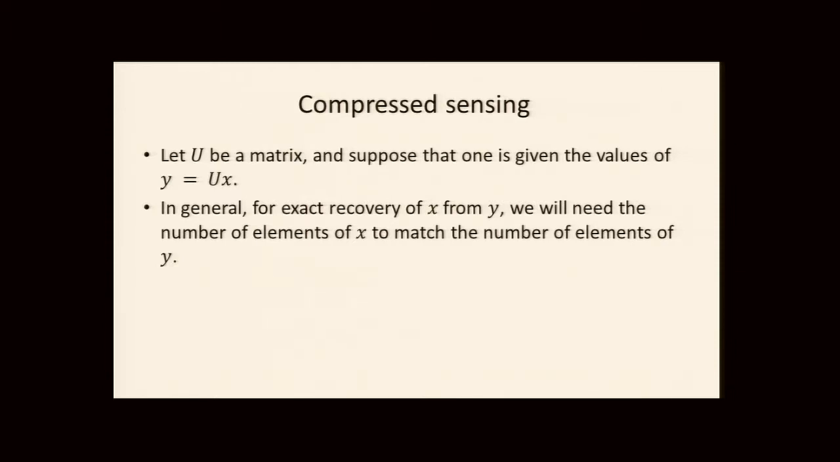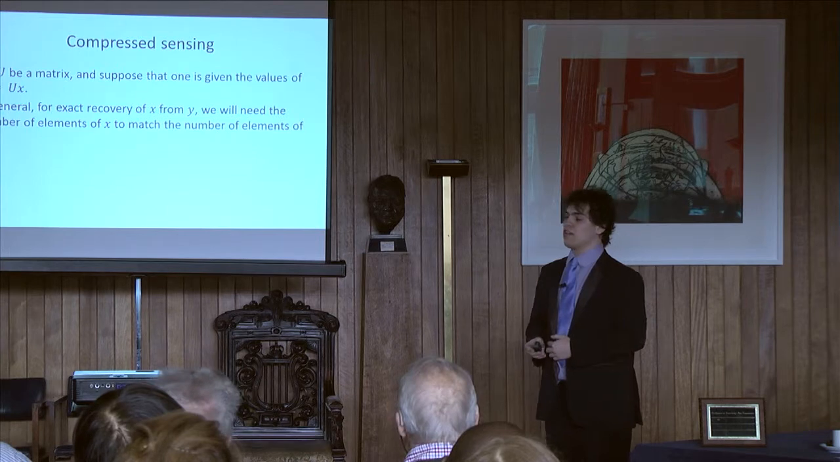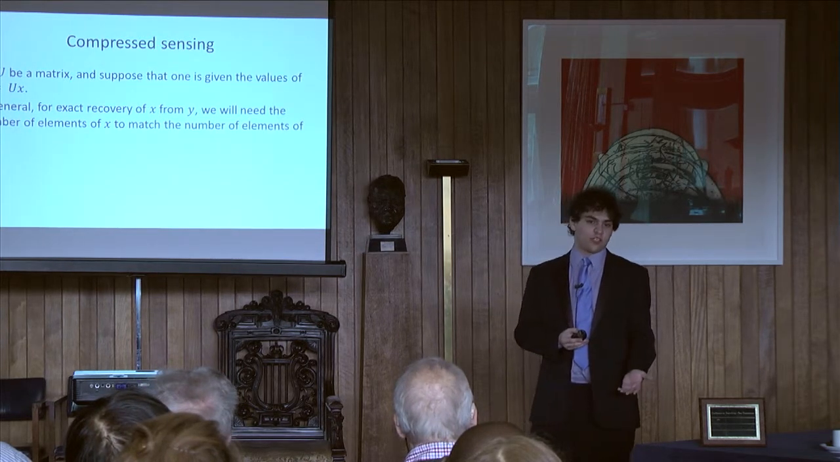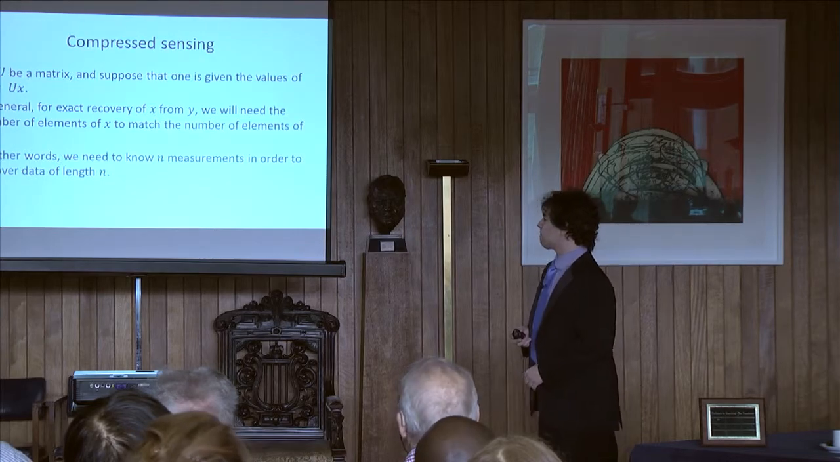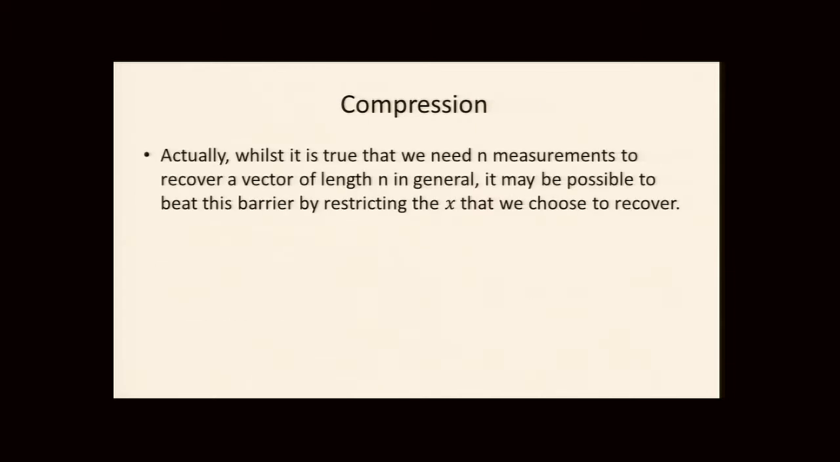Now, if you want to do that, typically you need to get as many measurements as the length of your vector X. So if you want to recover 5 pieces of information, you need to take 5 measurements. That's a kind of fundamental barrier in linear algebra. You can't get more information from less data. But while this is true in general, you can actually do some tricks here.